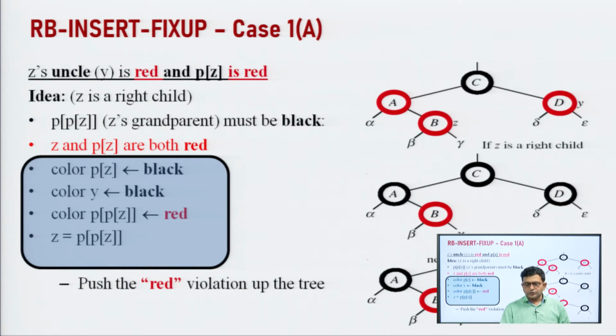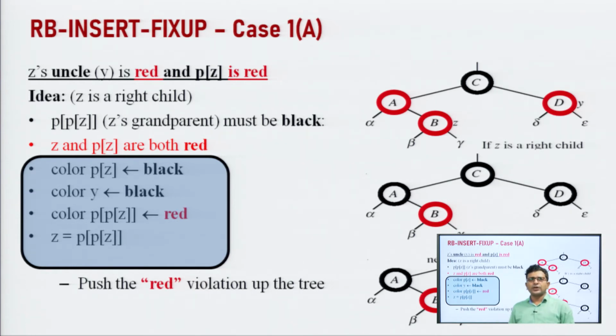So, to resolve these violations, we need to call another function, the RB insert fixup function, whose algorithm will be discussed later on. Here we are going to discuss the functionality. Basically there are three cases: case first, case second and case third. Case first has two sub cases, case 1a and case 1b.